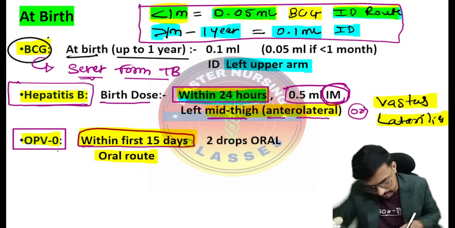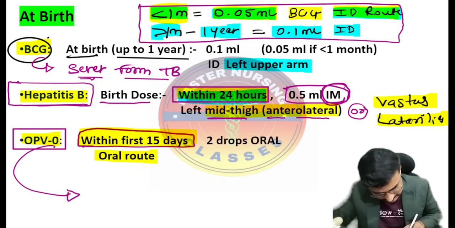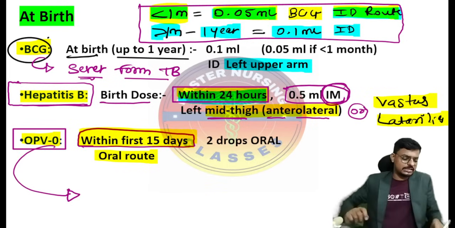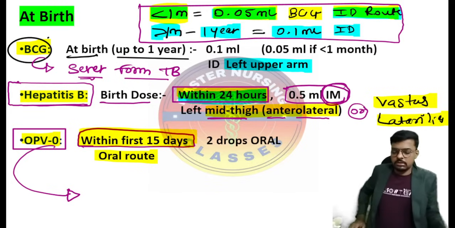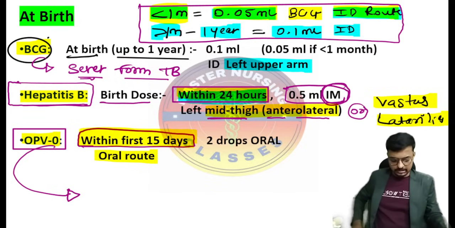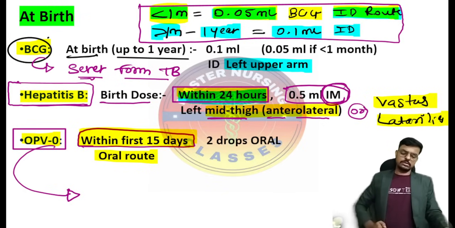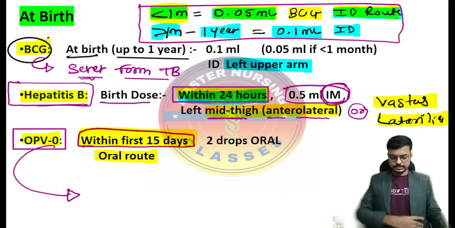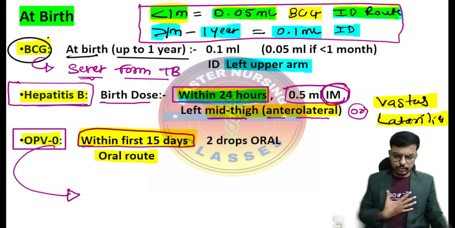Okay, what is the other name of the oral polio vaccine? Is it Sabin or Salk? Yes, tell me in the comment box. Guys, quickly mention your answer in the comment box: for the oral polio vaccine, whether it is the Salk vaccine or the Sabin vaccine.